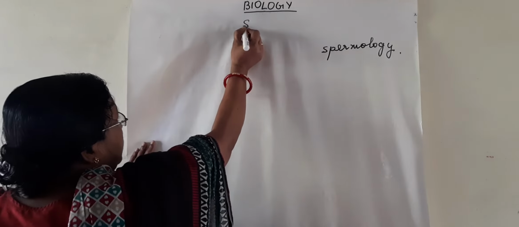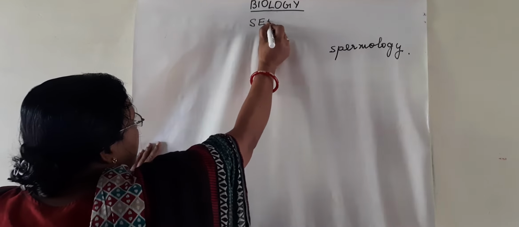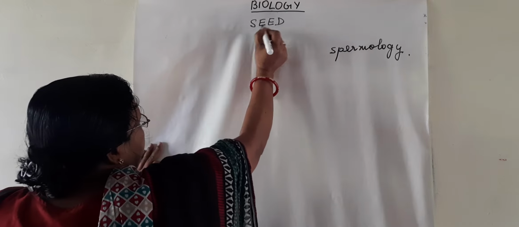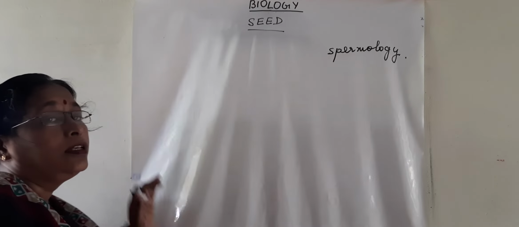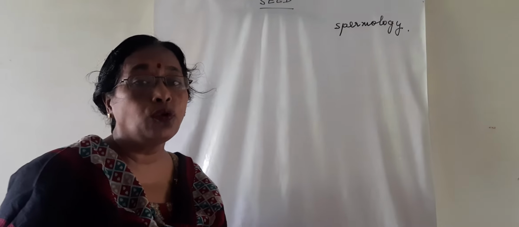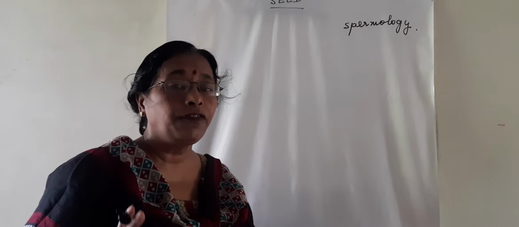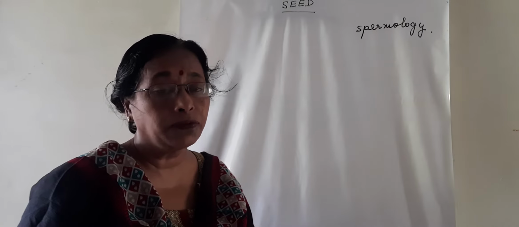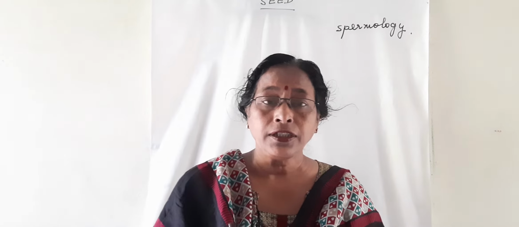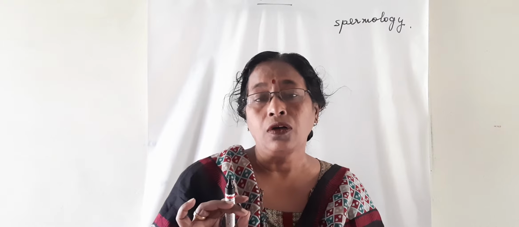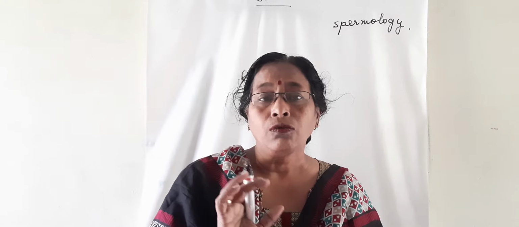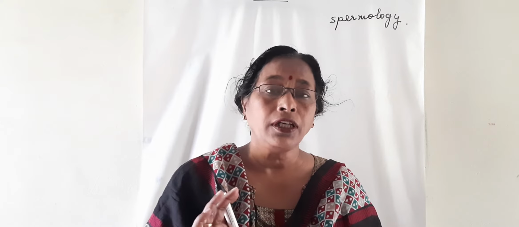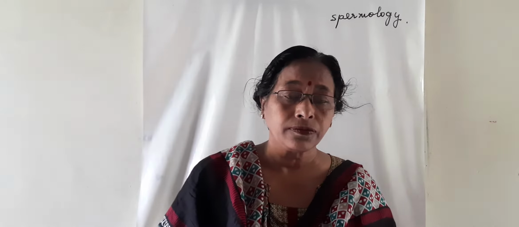So today we are going to talk about seeds. Seed is a fertilized ovule and it is the final product of sexual reproduction in the angiosperms. A typical seed consists of the seed coat, one or two cotyledons and the embryonal axis.